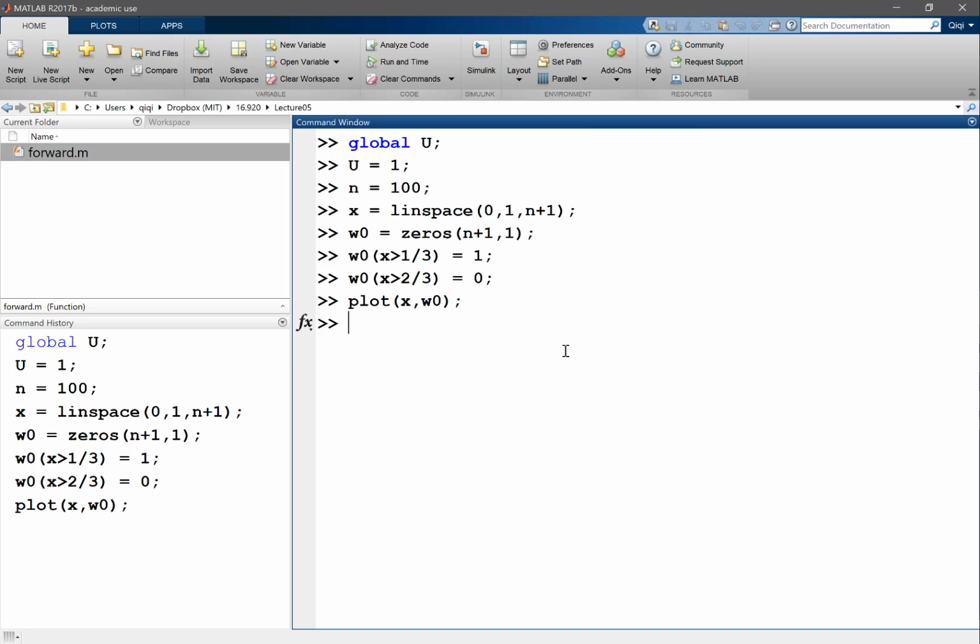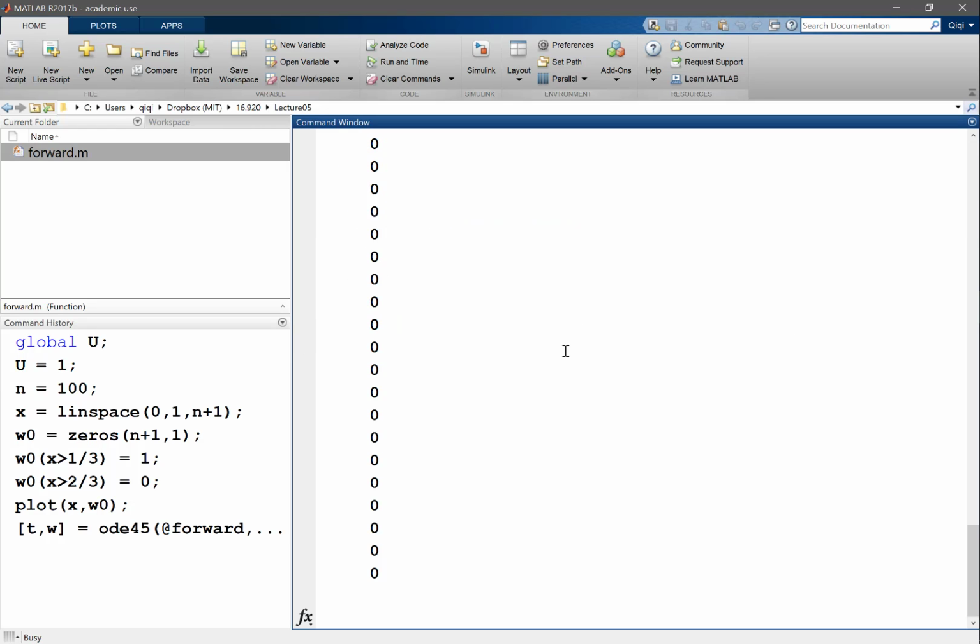Okay. Now let's plug this into ODE45. T and W would be ODE45 of the forward difference function. I just code it up, and if u is equal to 1, I want to solve it between time 0 to 1 so that the wave advects over a single period. And W0 from 1 to n minus 1 is going to be my initial condition, right? Because I want to ignore the point on the very right. The point on the very right is actually equal to the point on the very left.